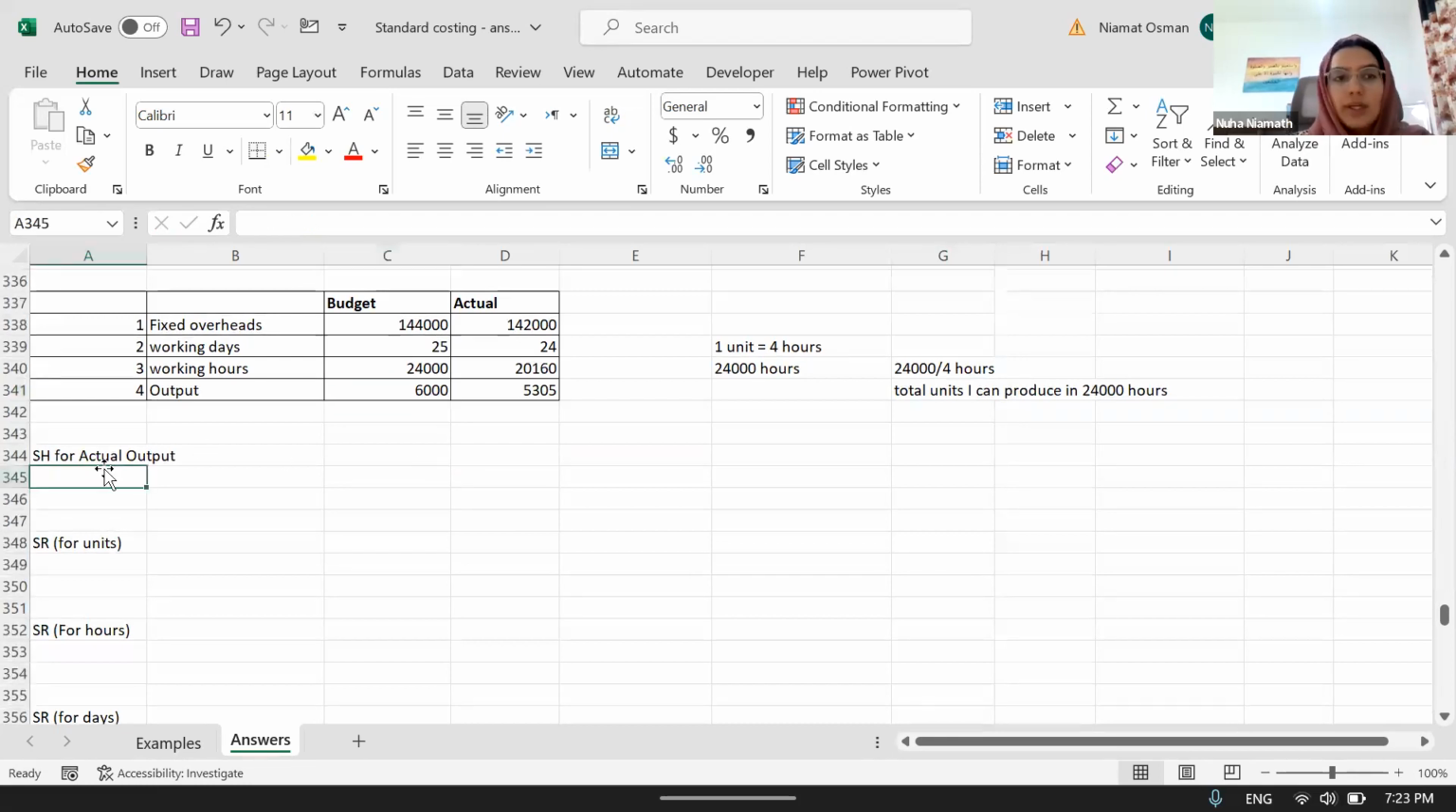Okay. Now coming to the first part, which is standard hours for actual output. So now what we know is that we need to calculate all these various fixed overhead variances, correct? Cost variance, expenditure variance, volume variance, efficiency variance, capacity variance, calendar variance. Now, what you need to understand is you can have your own approach of which question or which part to attack first. So now the thing is, we have budgeted cost, we have actual cost. What more do we need here?